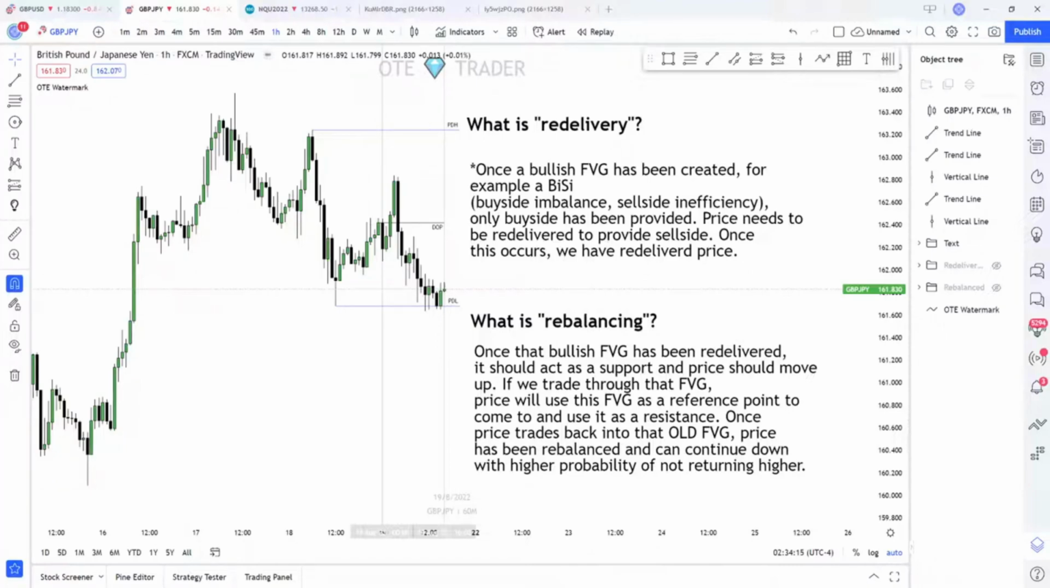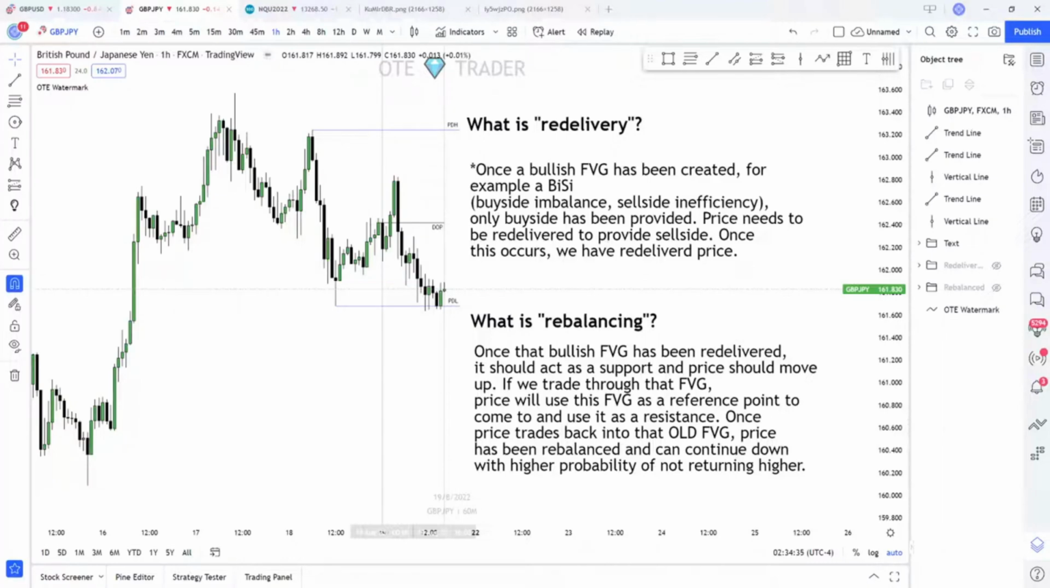First of all, you have to know what a fair value gap is, a liquidity void. So if you don't know what a fair value gap is yet, make sure to watch the beginner video. But I'm pretty sure everyone knows.